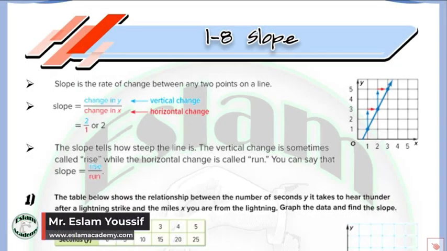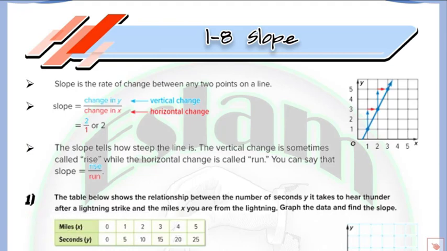This video we are talking about the slope. What is the meaning of the slope? A slope is the rate of change between any 2 points on the line. So at first we need to know the meaning of the rate of change. As we explained before, the rate of change is defined by the change of y over the change of x.